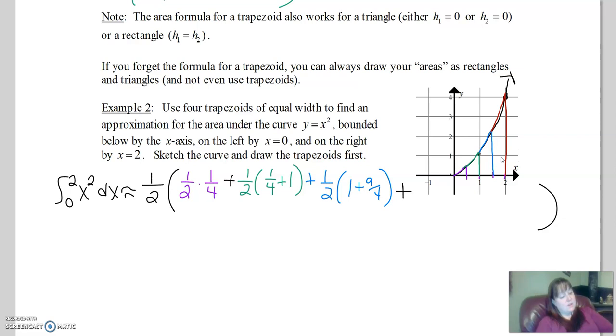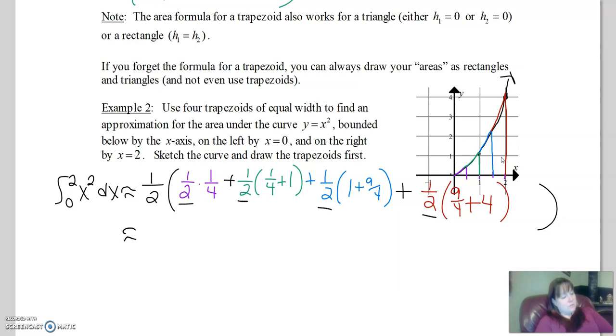And then finally, we're going to do the area of the red one. So the area of the red one is going to be 1/2 times, well, we know the one side is 9/4, and we know the other side is 4, because when x equals 2, y equals 4. And so there's the area of each trapezoid, and then we would just add them all together and figure that out. Now, one thing you might notice is that here, look, 1/2, 1/2, 1/2, 1/2, because the width is standard in this one. Each trapezoid has a width of 1/2.